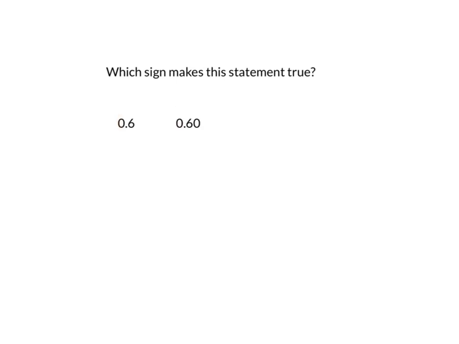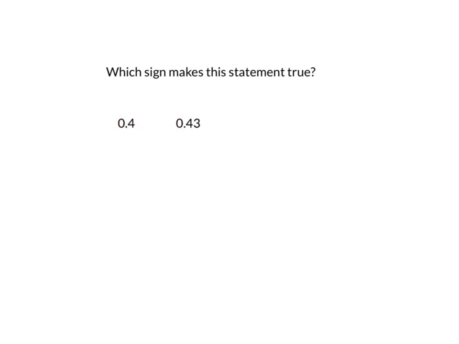Our next example is 0.6 and 0.60. When I start with the ones, I see I have a 0. Moving into the tenths, I can see I have 6 in both numbers. I also have a 0 in the hundredths. That means this is an equivalent decimal, so I put an equal sign between them, just like this.